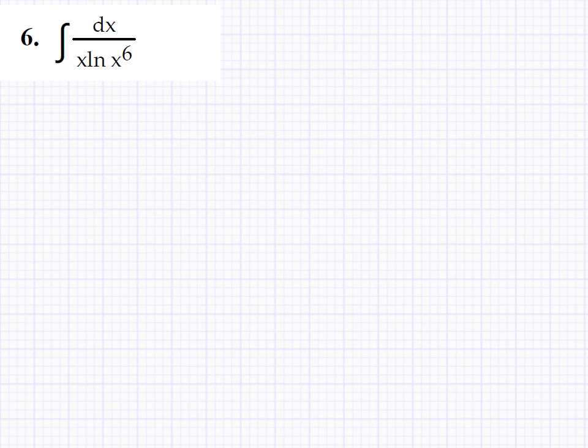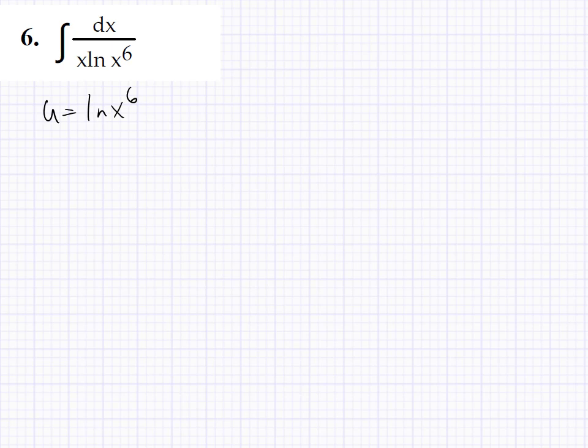Here's one where we can do another substitution. Usually when you see logs inside your integral, it automatically tells you want u to be the logarithm. So this is log of x to the 6th. I want that to be my u. Because differentiating a log is something we really haven't done. Integrating a logarithm is something that we haven't done.